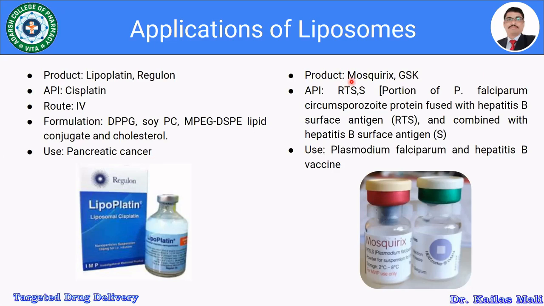Then Mosquirix, which is developed by GSK. It comprises RTS,S, that is a portion of P. falciparum circumsporozoite protein fused with hepatitis B surface antigen, that is RTS, and combined with hepatitis B surface antigen. It is used as a Plasmodium falciparum and hepatitis B vaccine. So this is the product Mosquirix.